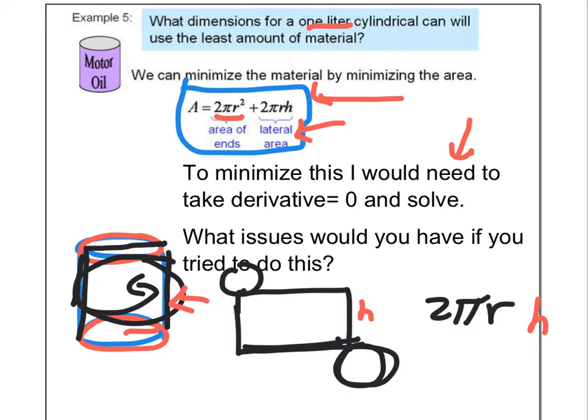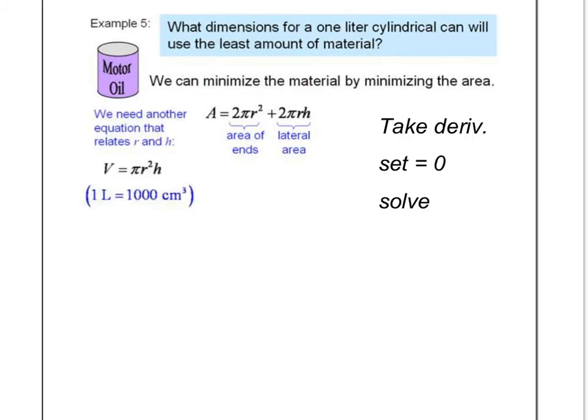Because if I look, I've got a radius and I've got a height, 2 variables. What can I do? Well, this conversion you won't have to do on the AP test, but let me run through it for you. The problem with this is 1 liter is a volume measurement, whereas this is an area measurement. So how do I use this 1 liter and convert?